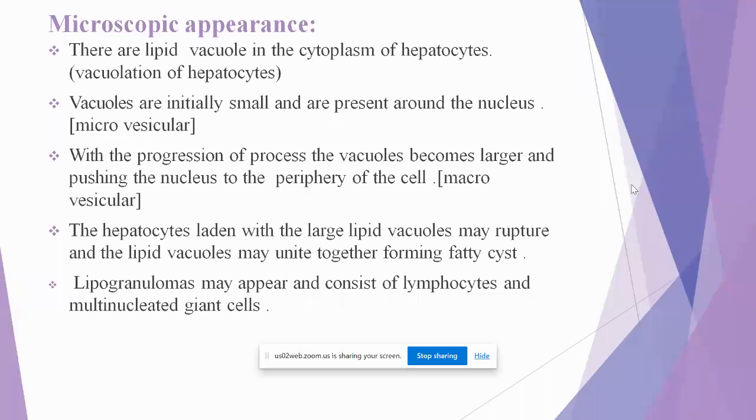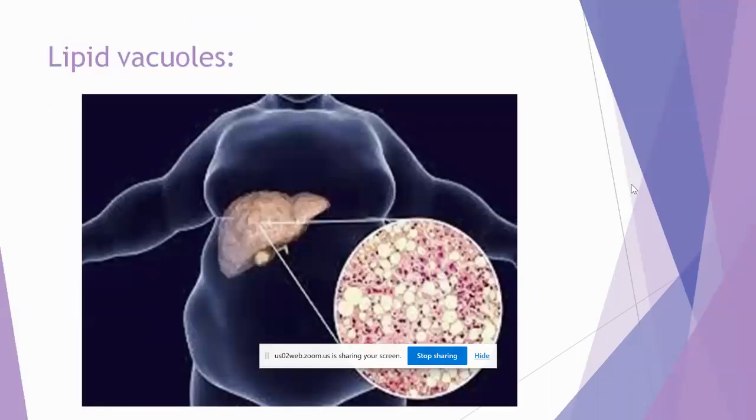That is macrovesicular. Then hepatocytes laden with large lipid vacuoles may rupture, and the lipid vacuoles may unite together to form fatty cysts. Then lipogranulomas may appear and consist of lymphocytes and multinucleated giant cells. These are the microscopic appearances. This is a lipid vacuole. With this, the morphology of reversible cell injury is over. Thank you.